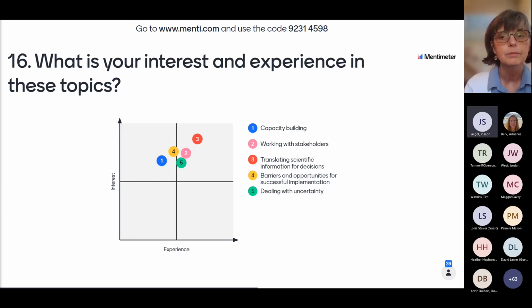Looks like things are slowing down, but just to tie it off, it does appear that there's a pretty high level of interest on capacity building, but not quite as much experience as in the others. With barriers and opportunities for successful implementation, again pretty high on the interest, but in the middle to the lower end of experience. Dealing with uncertainty and working with stakeholders are also pretty high in interest, but in the middle in terms of experience.